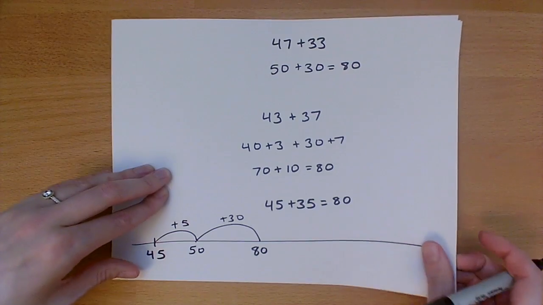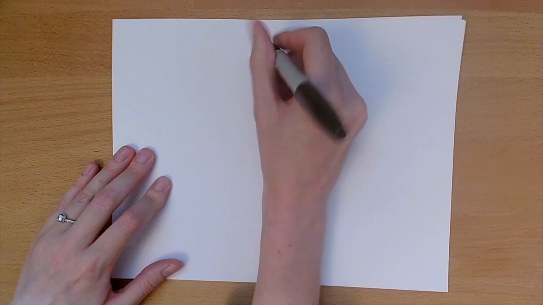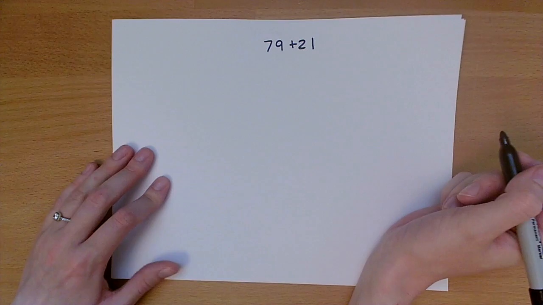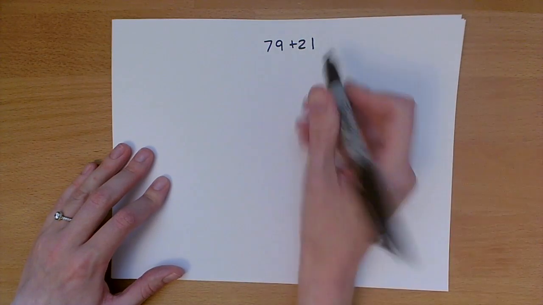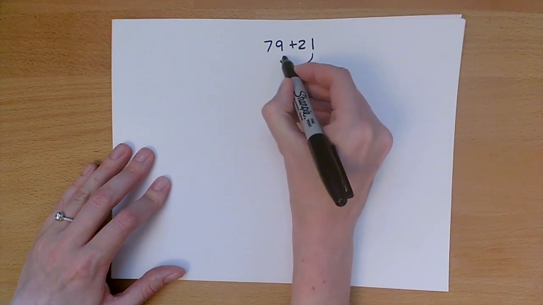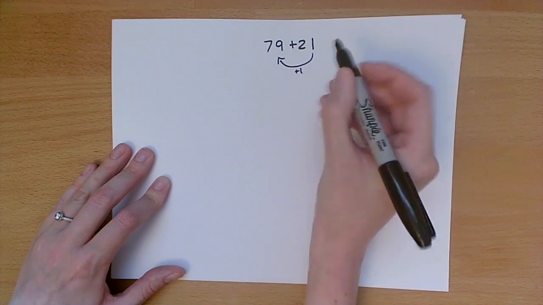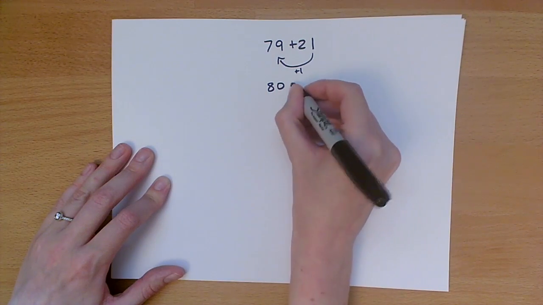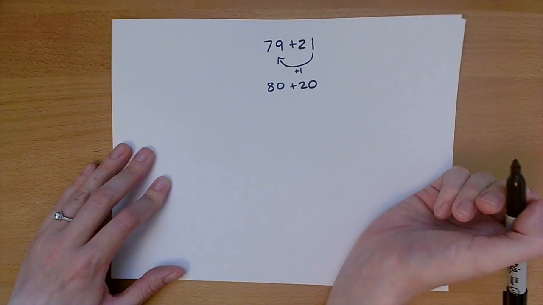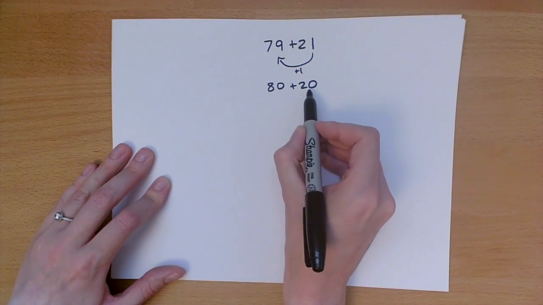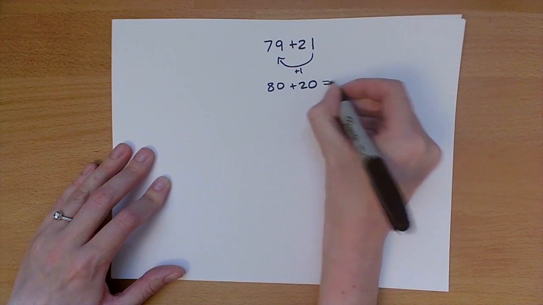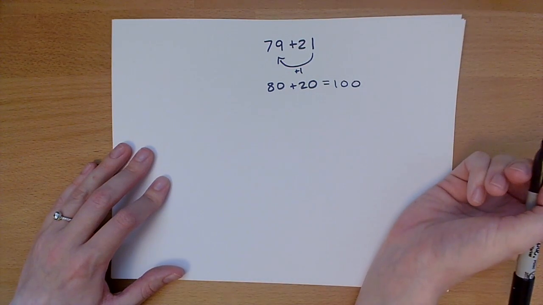There we go. All right, we've just got 2 more equations to solve. The next one I'd like you to solve is 79 plus 21. So again, there are different ways to solve that. I think I'm going to just take the 1 from 21 to 79. So now I've got 80 plus 20. If I've got 8 tens plus 2 tens, that means I have 10 tens. I know that 10 tens equals 100.